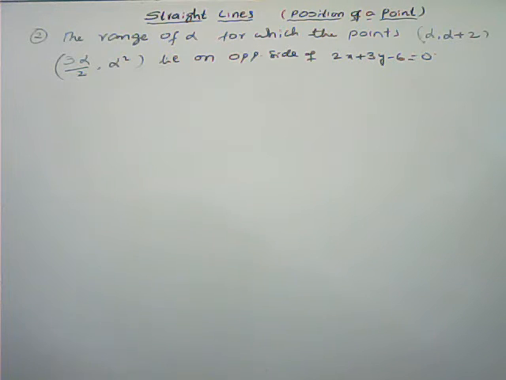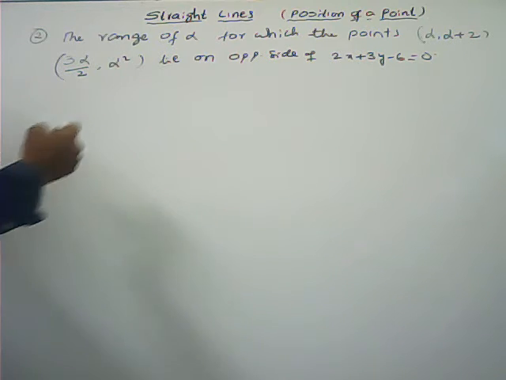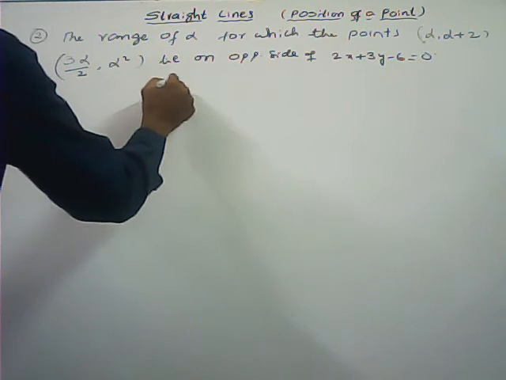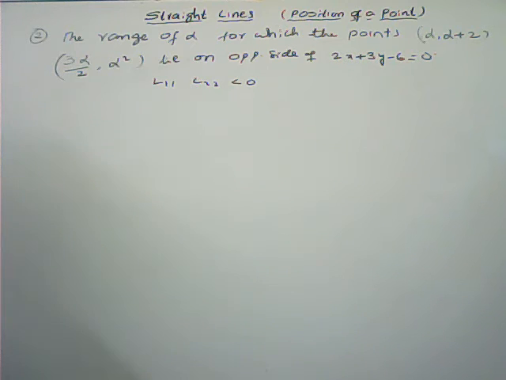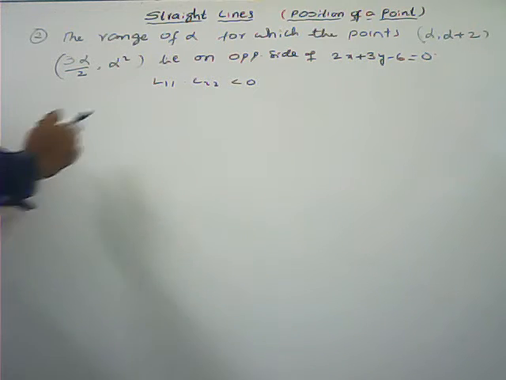Here, the range of alpha for which the points lie on opposite sides of 2x plus 3y minus 6 equals to 0. Opposite side means L11 into L22 should be less than 0. If you get greater than 0, both the points are on the same side. Less than 0, opposite side. What is L11?